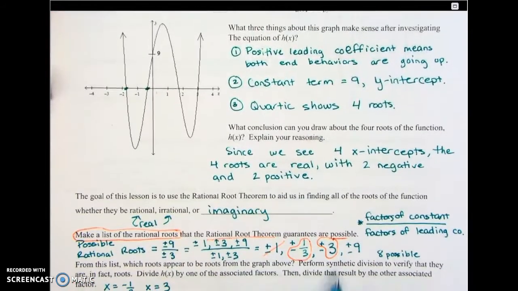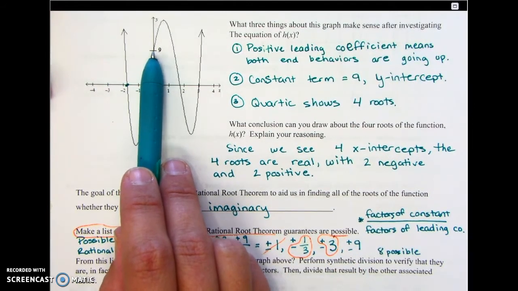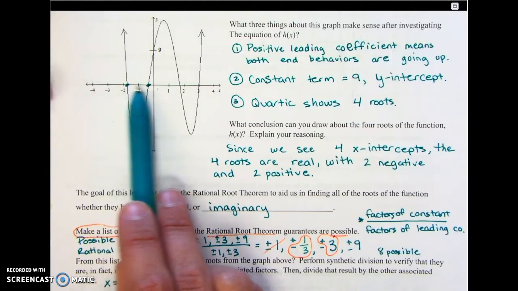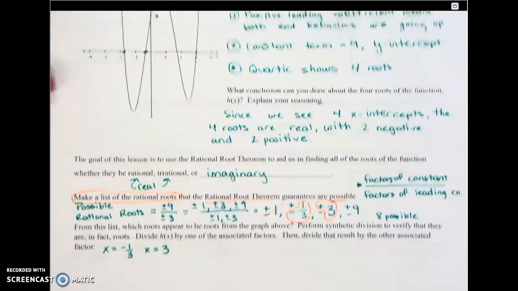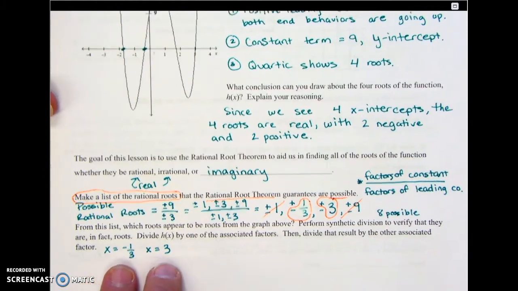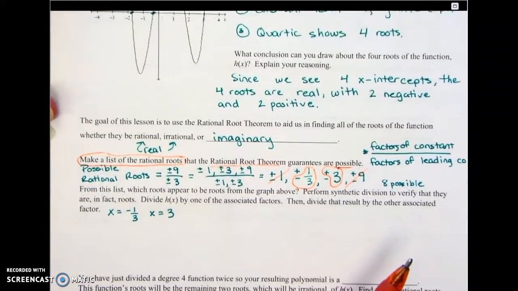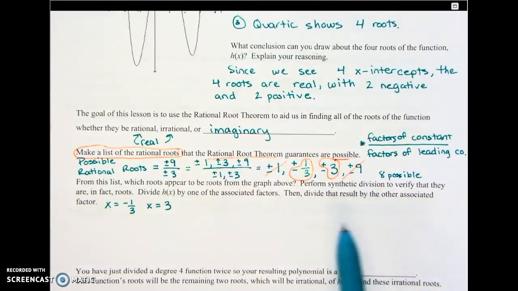Ooh, I have a question for you. Does this 9 go with this 9? No, this is the y-intercept, and we're talking about roots, so that's the x-intercept. Okay, so no 9s. We only got 2. Did I miss one? What is that? Oh, interesting.